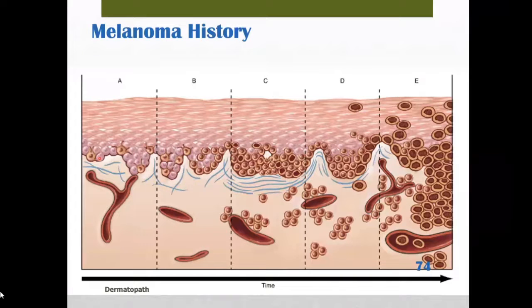Here in A, we can say that we have a normal skin. This is a drawing, of course. This is epidermis and the dermis with vessels. These are fibers. So as you know, melanocytes are located on the basilar surface.